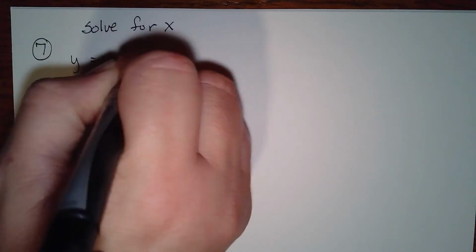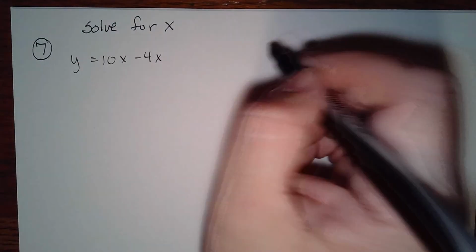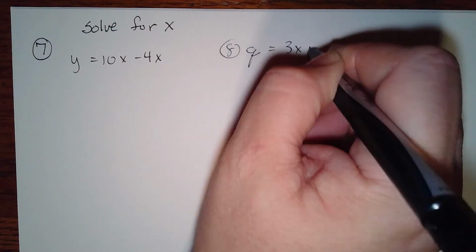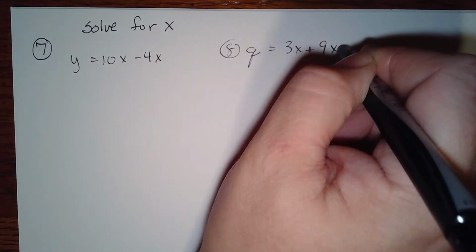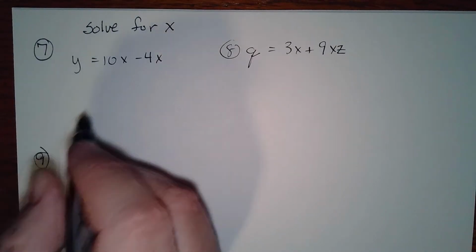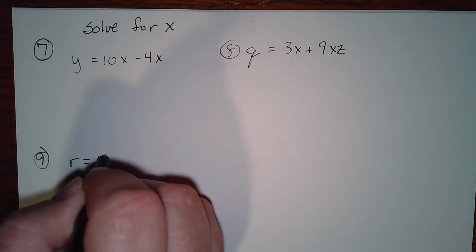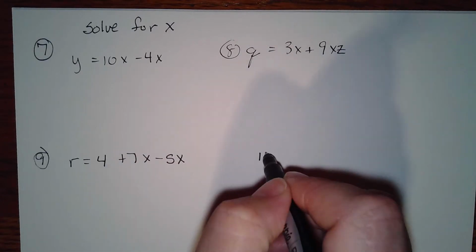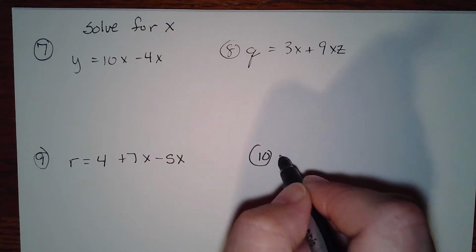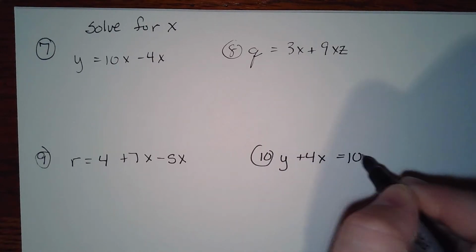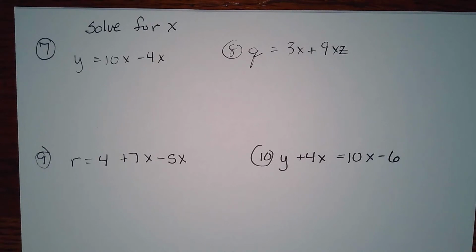I have y equals 10x minus 4x. Number 8, we have q equals 3x plus 9xz. Number 9, we have r equals 4 plus 7x minus sx. Number 10, we have y plus 4x equals 10x minus 6. And we'll stop writing those 4 there.